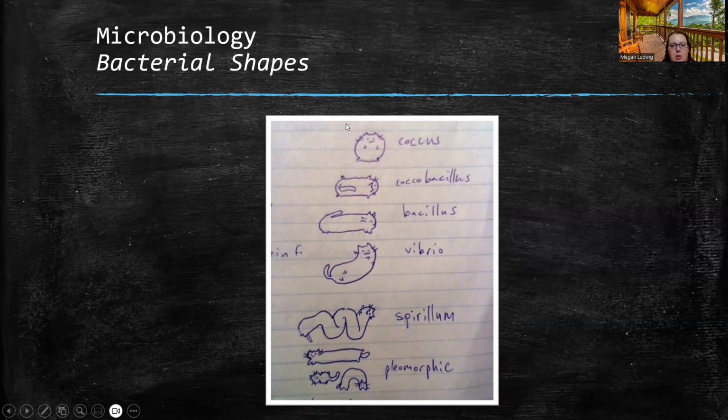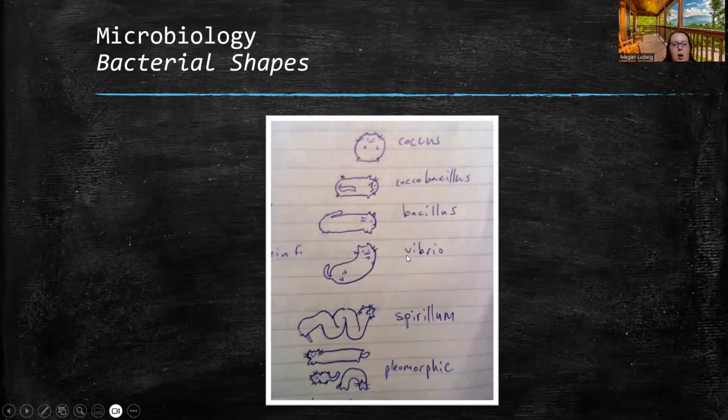So coccus is round, or berry shaped is sometimes what you'll hear it called. Coccobacillus is in between these two, one and three. It's kind of round, but it's kind of long. So this third one, bacillus, is rod-shaped bacteria.